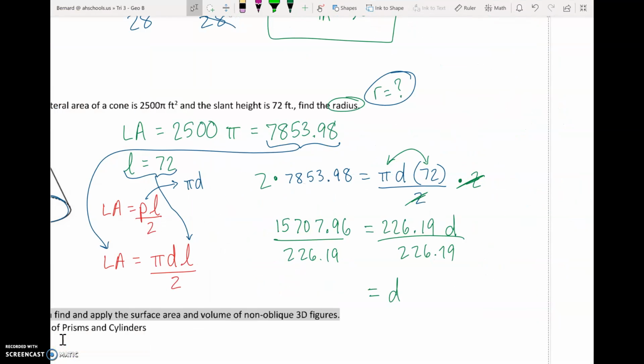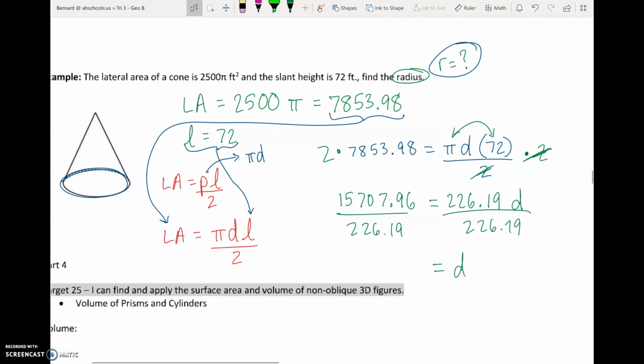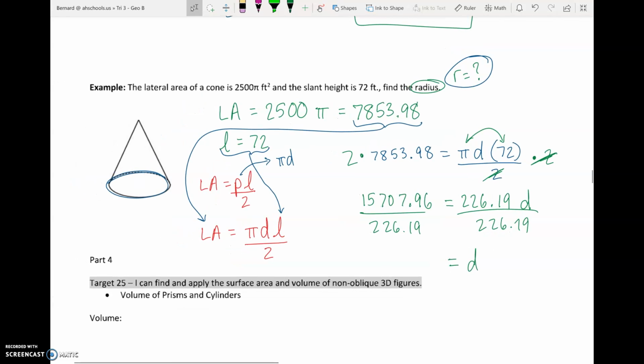Hi everyone and welcome back, hopefully just briefly to this final video here to wrap up part 3 of our Target 25 notes. If you just finished up the second video for part 3, you'll notice we literally just ran out of time. We were about to find the diameter of the circle base of our cone. Remember, they want us to find the radius, so once we find the diameter, the radius is going to be half of that.